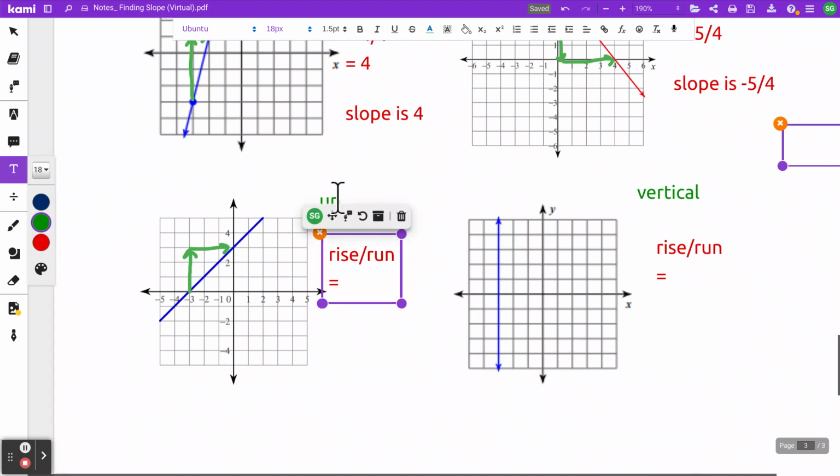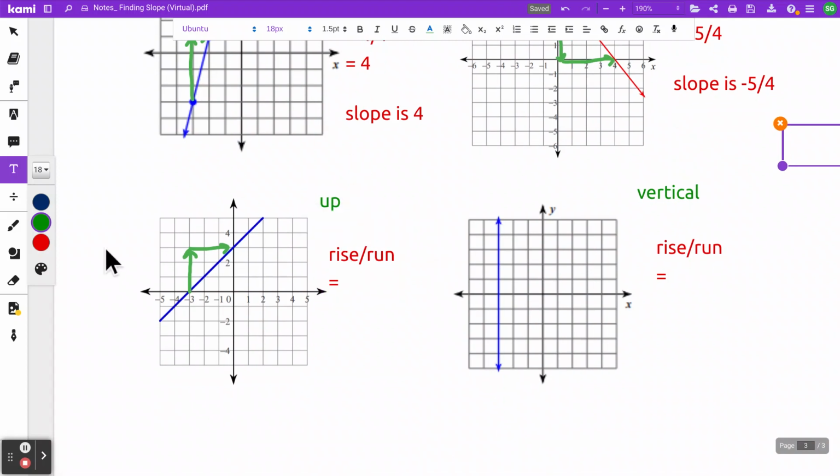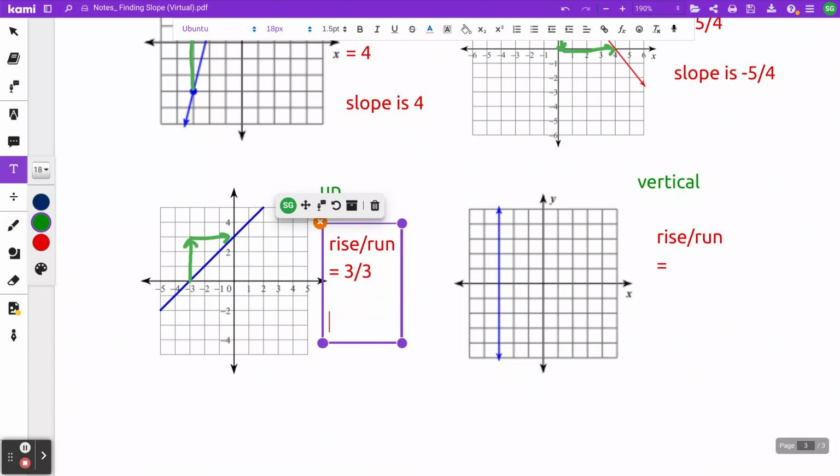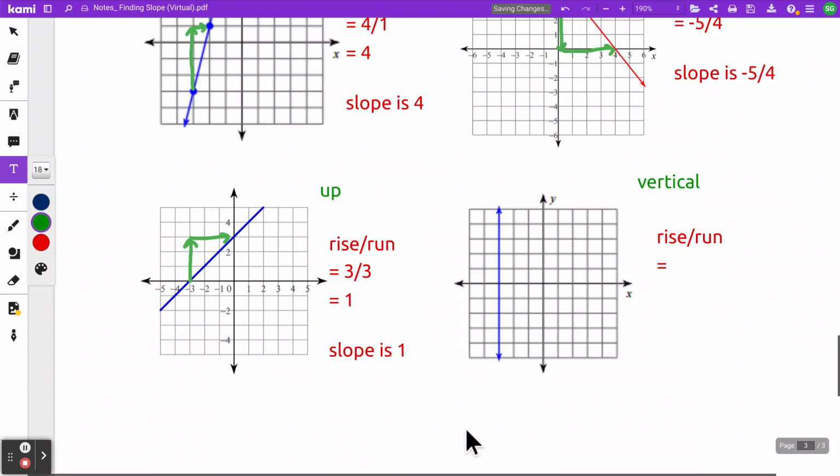For our third one, we already said it's going up. Now this one didn't have points marked, so there's a lot of different points you could have chosen on this. I chose the point at -3 and then this point right here at +3. So starting on the left side, we're always going left to right, the same direction you read. So from left to right, starting at the -3, I am going up 3 boxes, so that is a +3, and going over 3 boxes. And 3 divided by 3, we can do something with that. 3 divided by 3 is 1. So the slope is 1.